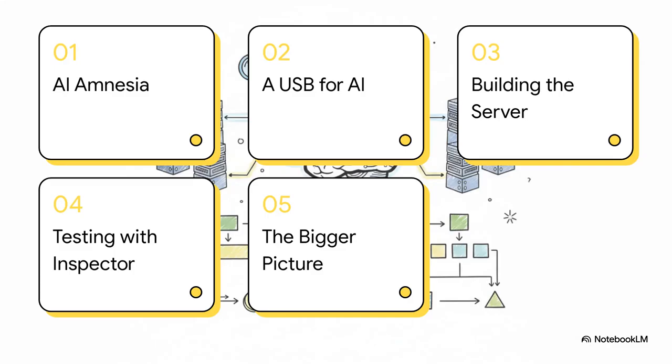All right, here's our game plan. First, we're going to define the problem, which we'll call AI amnesia. Then we'll look at the solution, a really cool concept we can think of as a USB for AI. After that, we'll actually walk through building the server for it, and then test it out to see if it works. And finally, we'll zoom out and talk about why this is such a game changer for everything coming next.